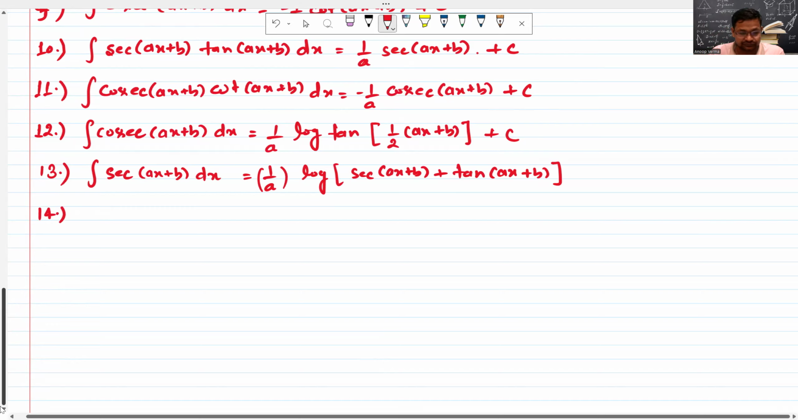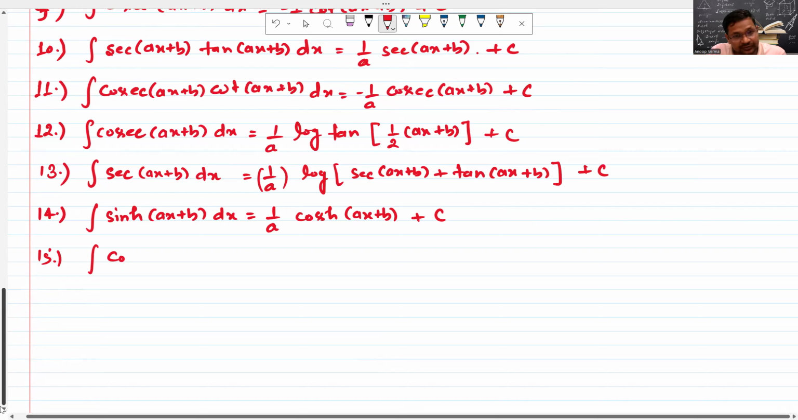14th formula. The integration of sine hyperbolic (ax plus b) dx is just equal to 1 upon a cos hyperbolic (ax plus b) plus some constant c. And then you have the integration of cos hyperbolic (ax plus b), which is just equal to 1 by a sine hyperbolic (ax plus b).